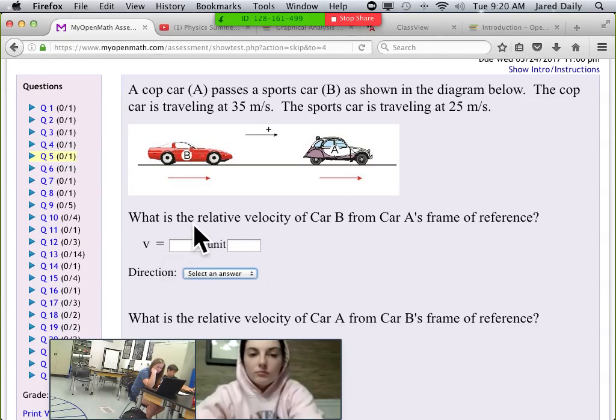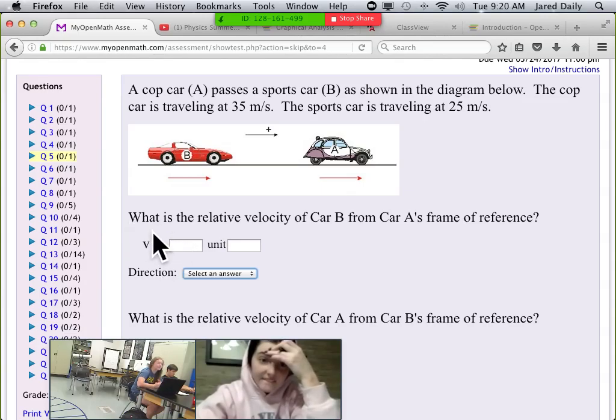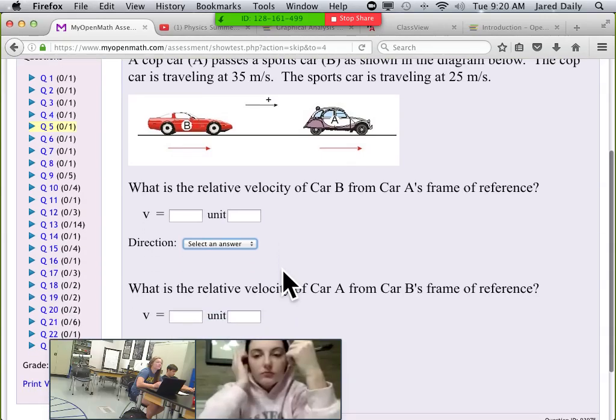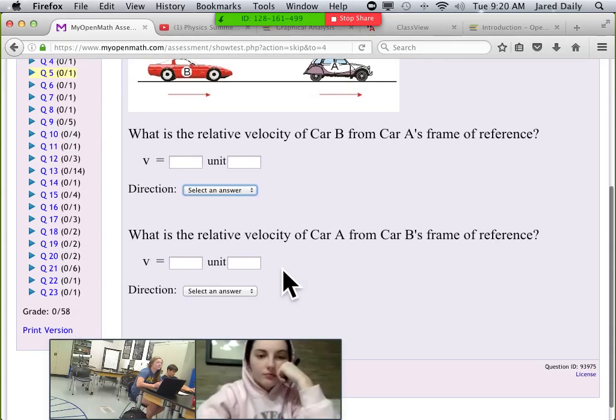So in this one, they're asking you to give the magnitude, and that's really what they should say. They should say, what is the magnitude of the relative velocity or the relative speed of car B from car A, and what is the direction? But that's just a way that they've written it.